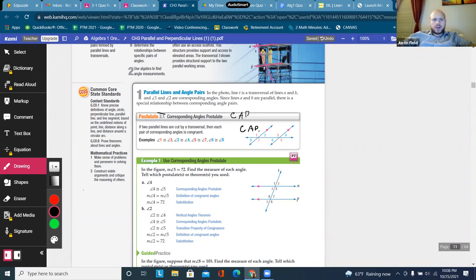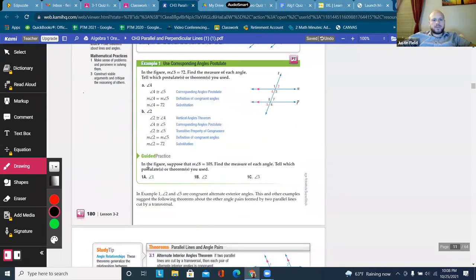Now there are others. Okay. Here we go. In the figure, suppose that the measure of angle 8 is 105. Find the measure of each angle. Okay, the measure of angle 8 is 105. You guys did this already, so then we can repeat up there. Angle 1 would be 105 because they're congruent. Okay, I'll do angle 2. Angle 2, they are supplementary, so it would be 75.